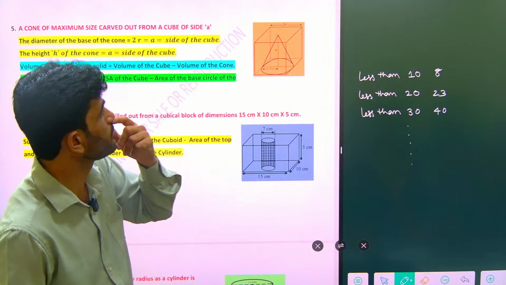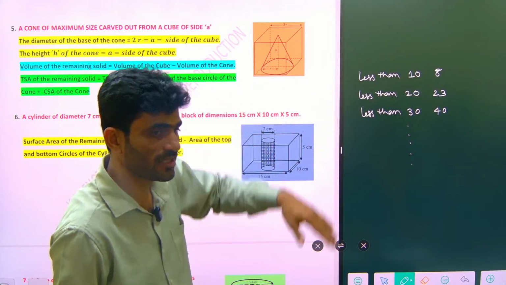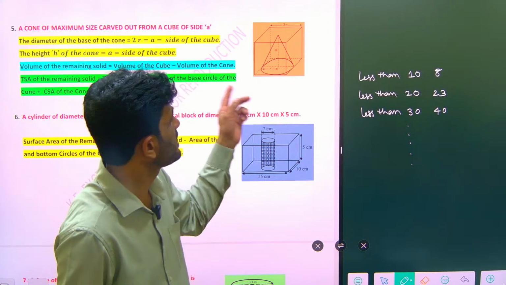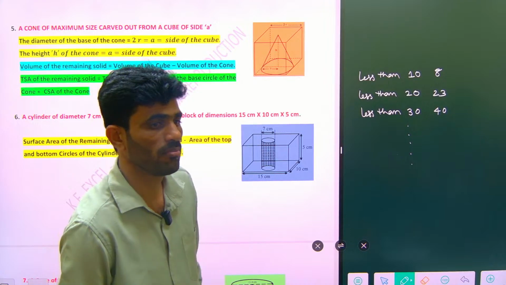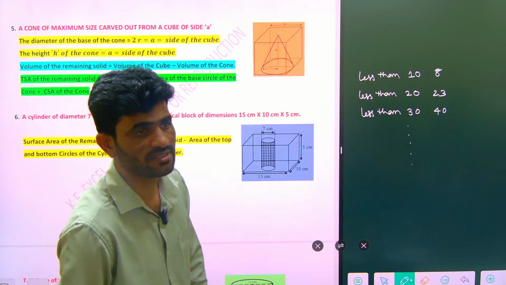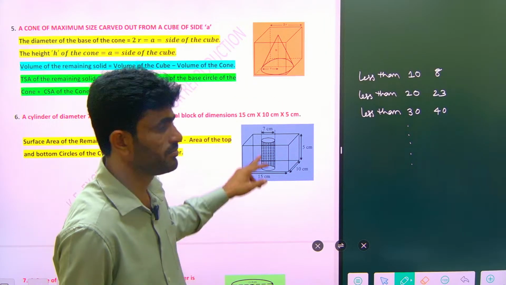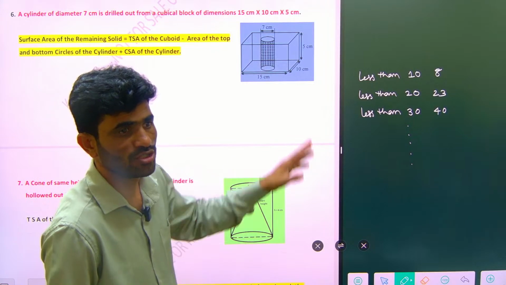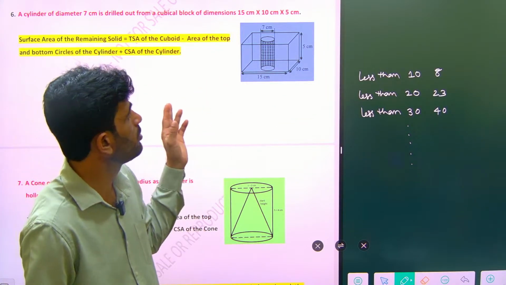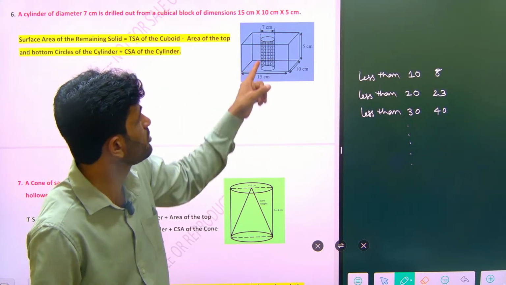If they ask you surface area, what you have to do, you know? 6 faces as before, 6a square. Again circle area should be removed, minus pi r square. CSA of cone should be added, plus pi r l. Here plus pi r l. Understand? Here, this cuboid. If you want surface area of cuboid, then what you have to do? TSA of cuboid. These two circles should be removed.